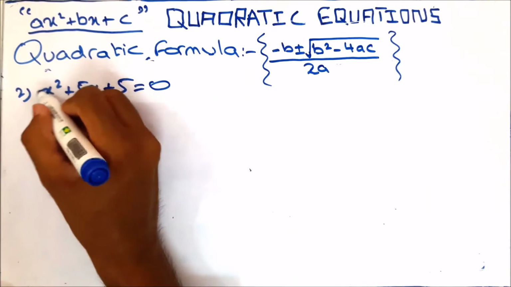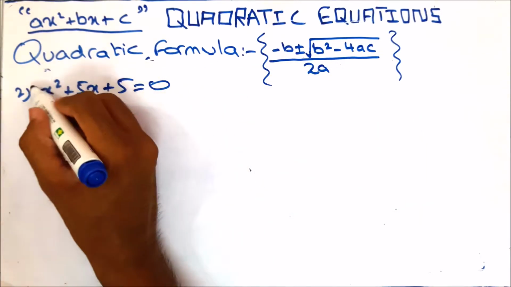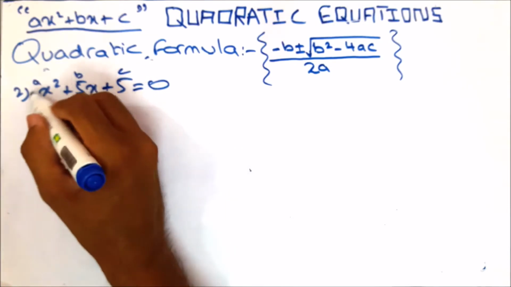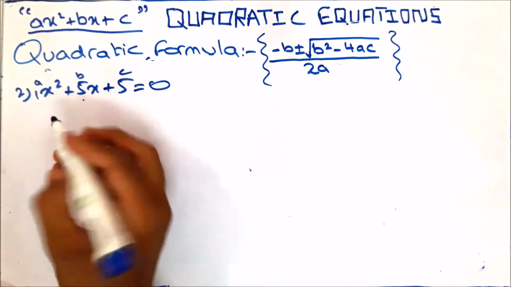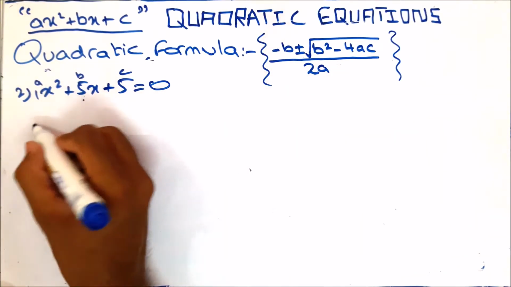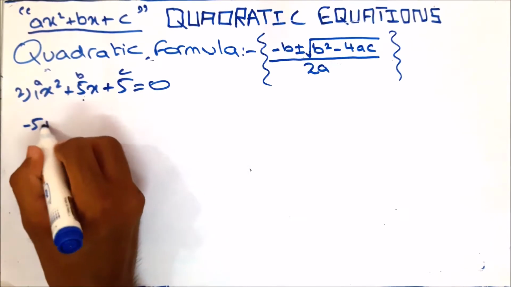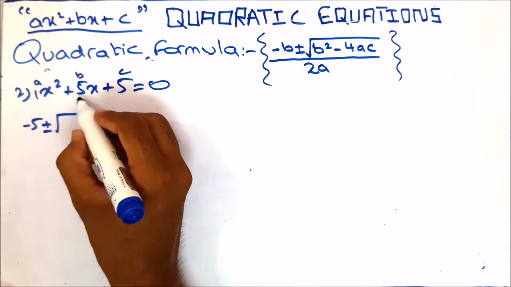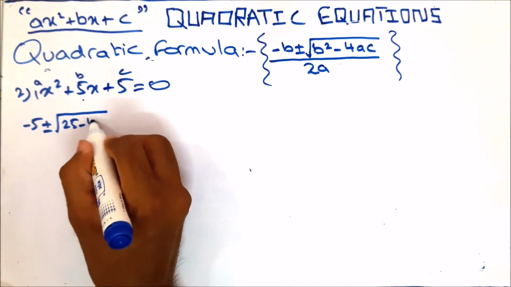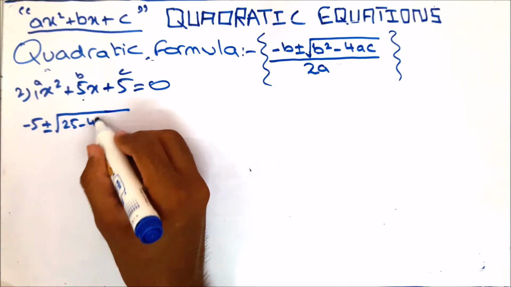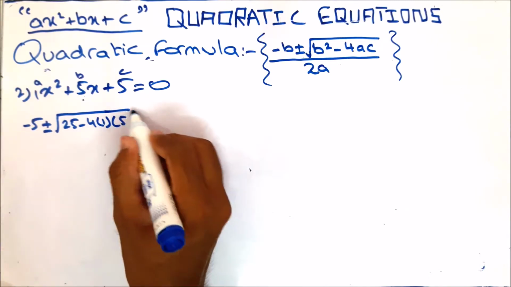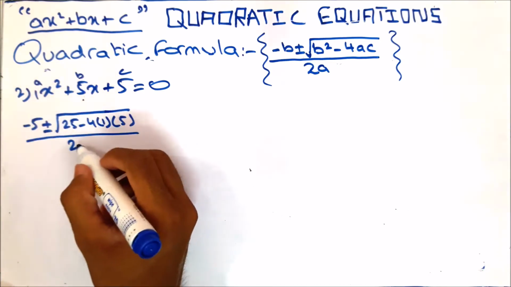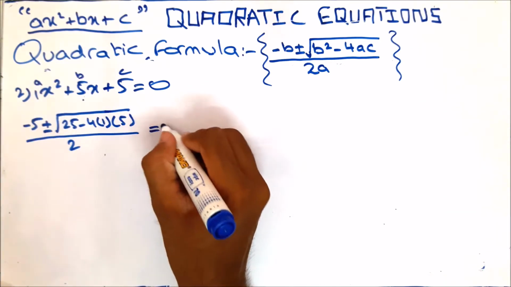Here let's label our a, b's and c's. This is a, this 5 is b, and this is c. When there is nothing, there is 1. Okay, so let's apply the quadratic formula. We have minus b, which is minus 5, plus minus under root b squared, 5 squared is 25, minus 4 times a is 1, and our c is also 5. See, 2 times 1 is 2. I just won't write 1 again.